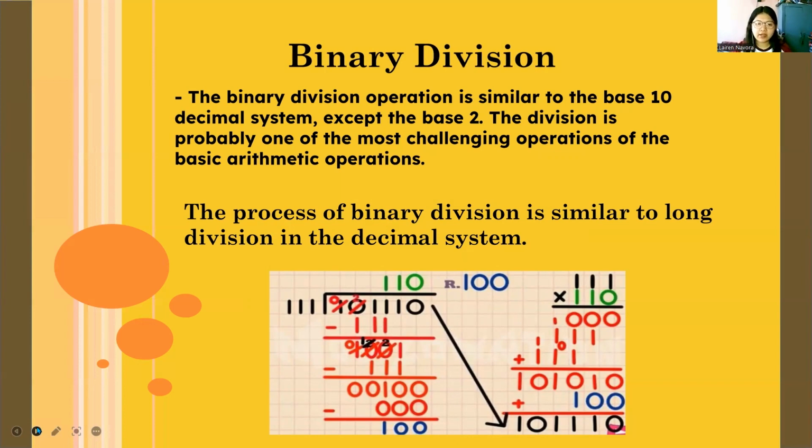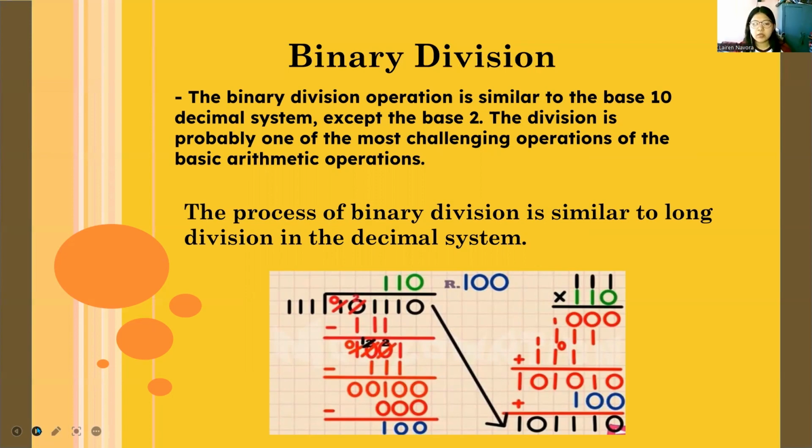The last is binary division. The operation is similar to the base 10 decimal system, except in base 2. Division is probably one of the most challenging of the basic arithmetic operations. Now let's try to solve the problem. As you can see, the divisor has 3 digits, so the next step is to look at the first 3 digits of the dividend.